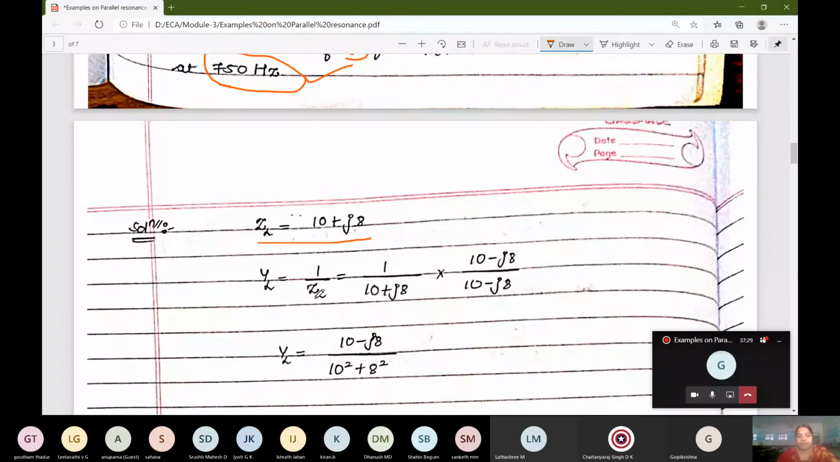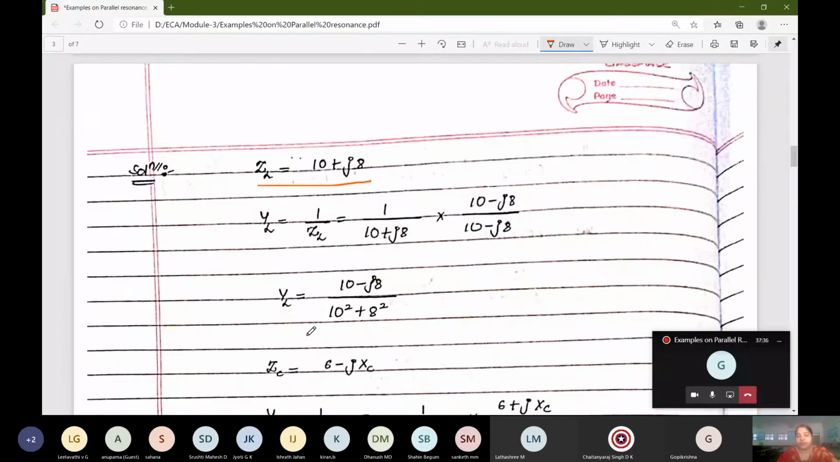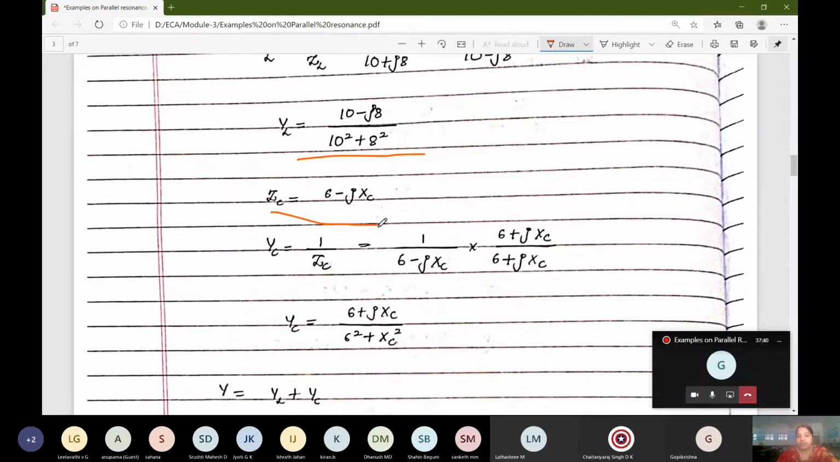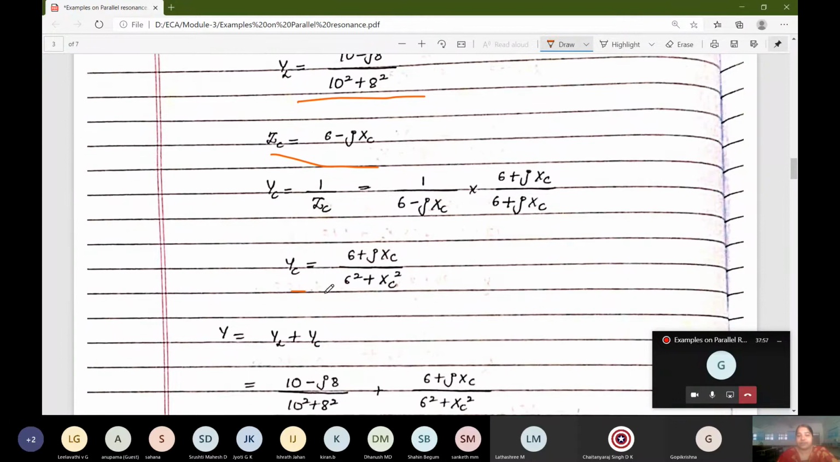Next write the admittance. Admittance is nothing but the reciprocal of the impedance. After taking the reciprocal, rationalize it. After rationalizing, write the answer YL. Next go with ZC, that is the impedance of the capacitance. It is 6 minus JXC. We don't know XC, we have to find it out. So YC is equal to 1 by ZC, just write 1 by 6 minus JXC. Next rationalize it and you will get YC.